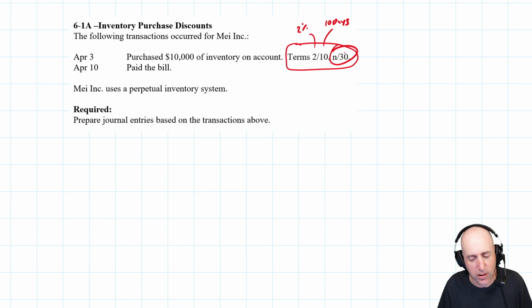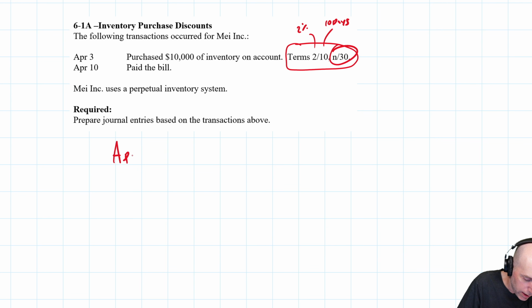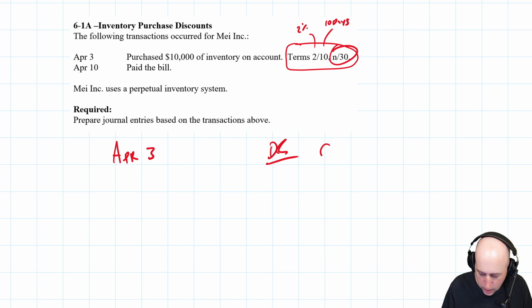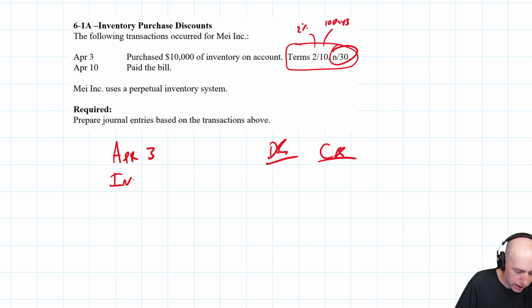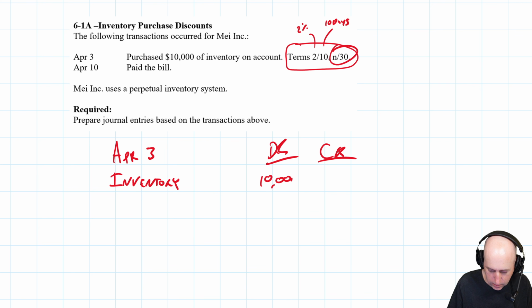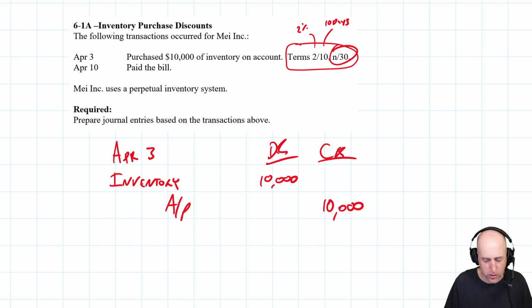The following transactions occurred for May Inc. Purchased on April 3rd, purchased $10,000 of inventory on account. And there's the terms. And on April 10th, we pay the bill. And it says, do the journal entries. Okay, so April 3rd. What happened? We bought some inventory on account. We debit inventory $10,000, and we credit accounts payable $10,000. Good for us. We bought some inventory.